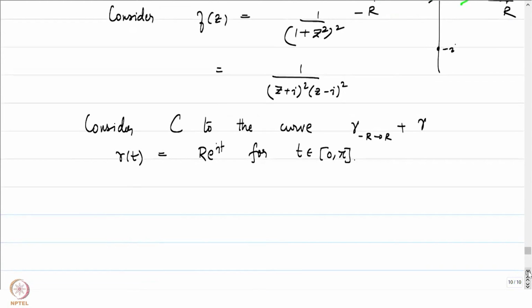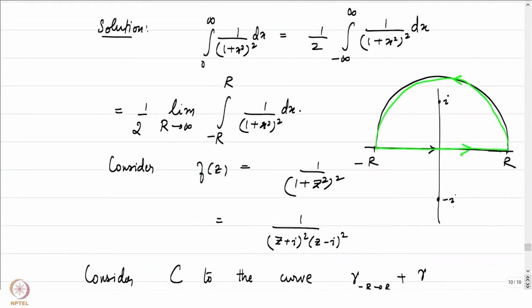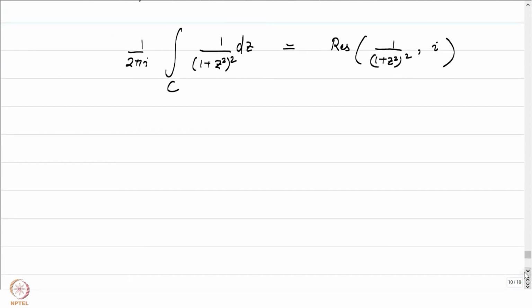If you look at the integral of 1 by (1 plus z square) the whole square dz over the curve C, again 1 by 2 pi i will come in here. This is just going to be equal to the winding number of this curve around the point i, and the winding number of this curve around minus i is going to be 0. We will be able to conclude that this is equal to 1 times the residue of 1 by (1 plus z square) the whole square at the point i. This is precisely what it is. Let's just quickly compute what the residue is. That's a very easy computation to do.